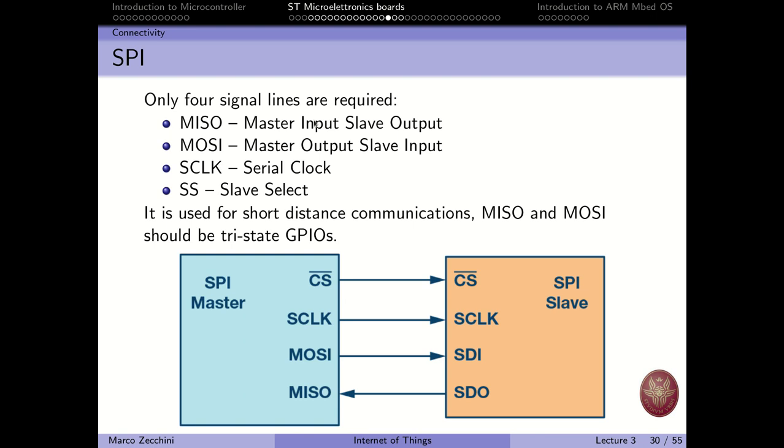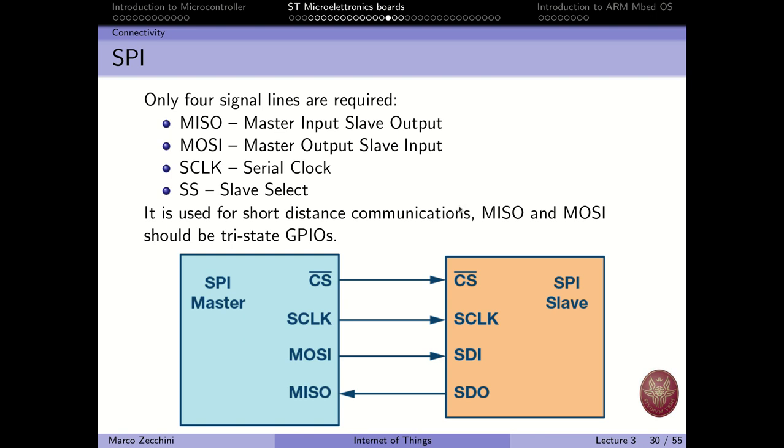Anyway, we have four signals: MISO, M-I-S-O, which means master input slave output. As you can imagine, it carries the messages that are transmitted from the slave to the master. And MOSI, which is master output slave input, is the wire where all the information goes from the master to the slave. Then we have the serial clock line, and finally the slave select line. Since it has a lot of lines, it is mainly used for short distance communication.